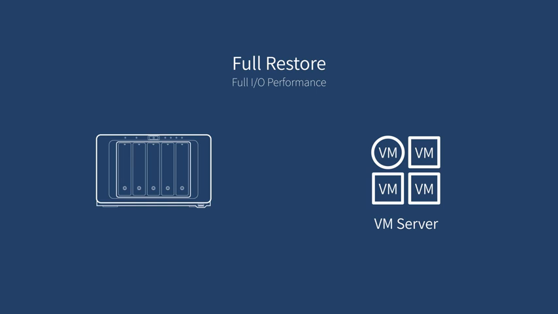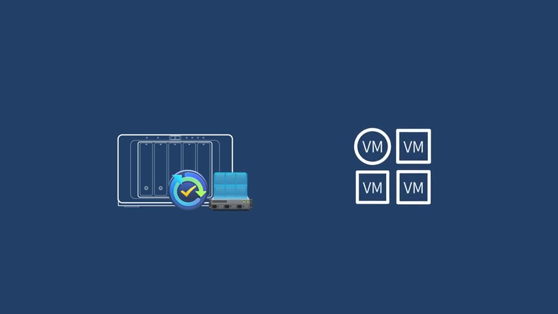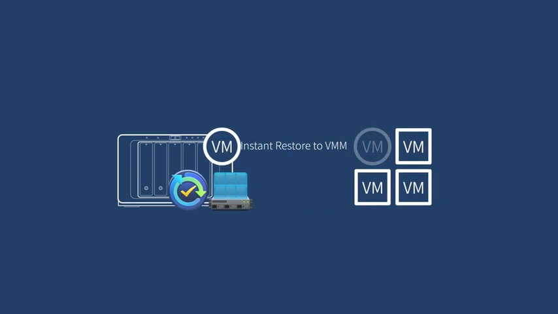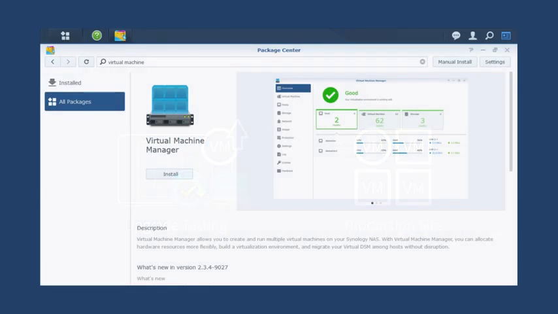Besides these 2 recovery options, the integration with Synology exclusive Virtual Machine Manager, VMM, turns Synology NAS into a temporary DR site if the main production site goes down, instantly running your backup image on your NAS. It can also serve as a temporary upgrade testing environment without affecting the production site. To have this backup option available, please install Virtual Machine Manager on your NAS first.